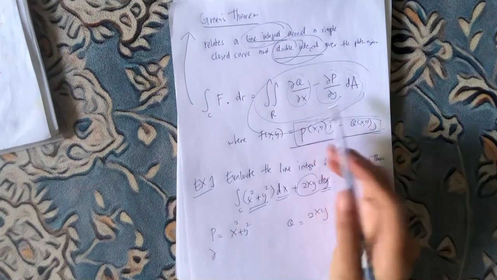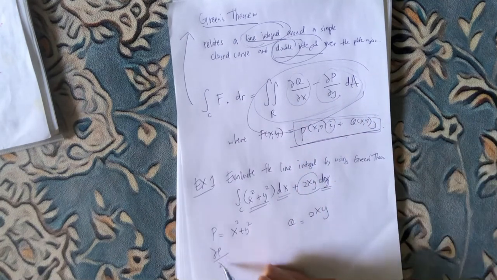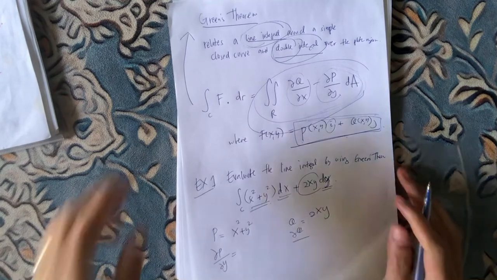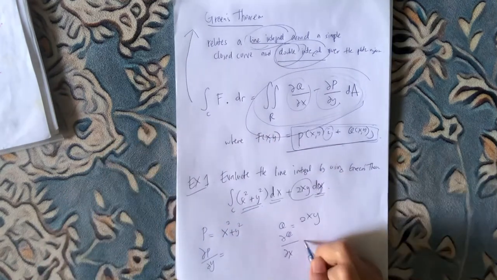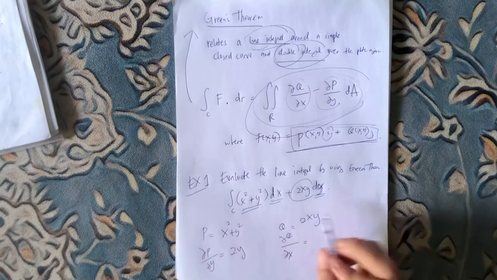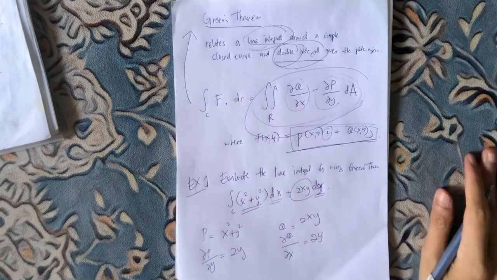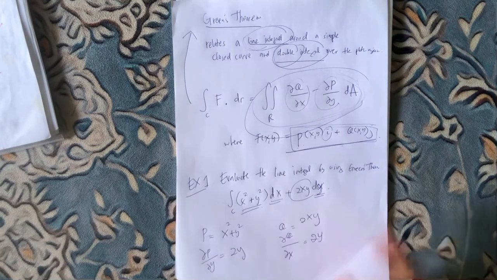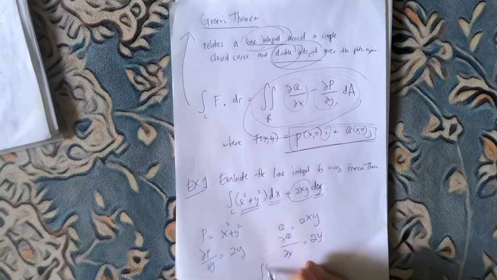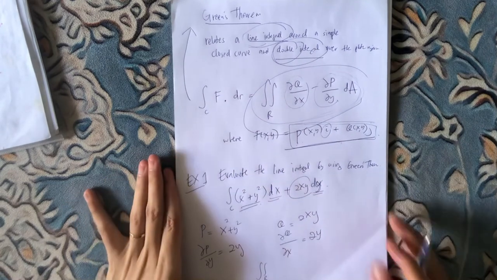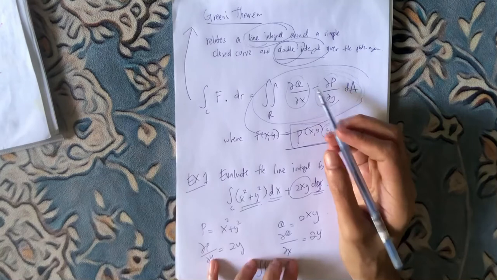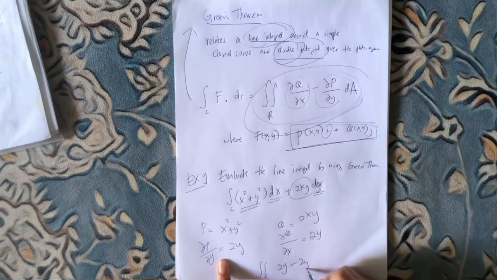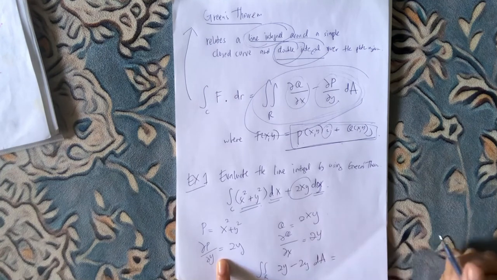Now you need to find the differentiation. For P you differentiate with respect to y, and for Q you differentiate with respect to x. So we have 2y here and 2y here. After that, we just substitute into the equation. What is dQ/dx? It will be 2y. What is dP/dy? It will be 2y. So you will integrate it.